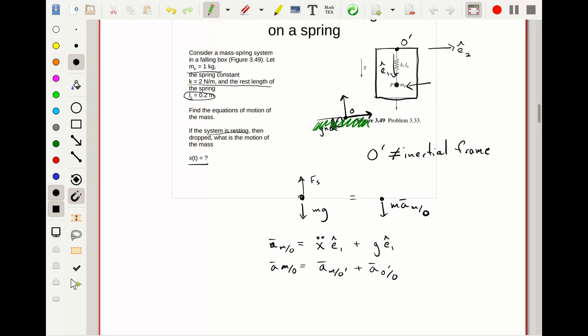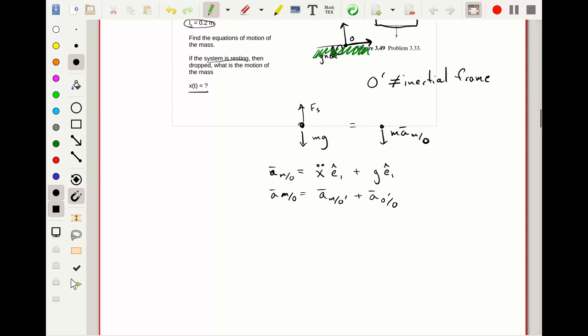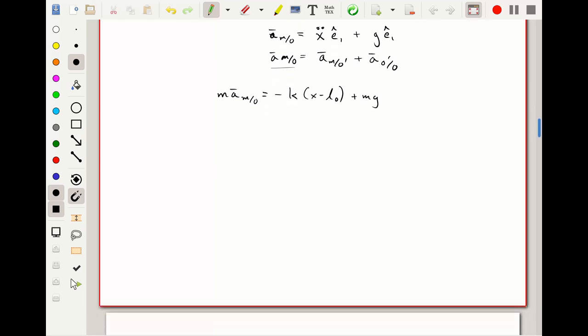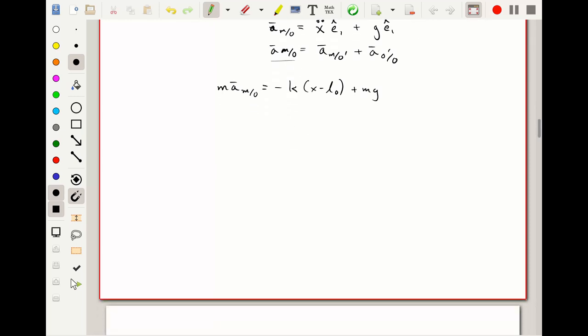So this reference frame is still helping us solve the problem because we can make it a little bit simpler than trying to figure out what the motion of this thing falling with respect to the origin is. But we do need to factor in this total acceleration to an inertial reference frame. So m a with respect to O is equal to negative k times x minus L0 plus mg. And we're almost at the point where we have an equation of motion. The main thing here is plugging in our values. So m x double dot plus mg is equal to negative k times x minus L0 plus mg, or x double dot equals negative k over m times x minus L0.